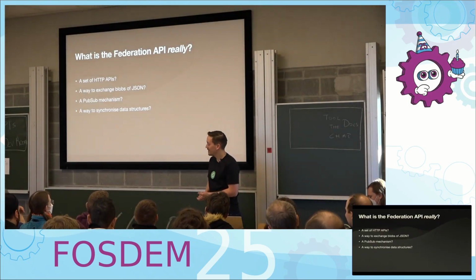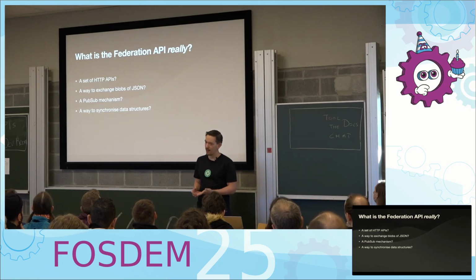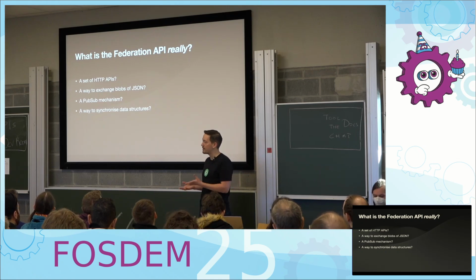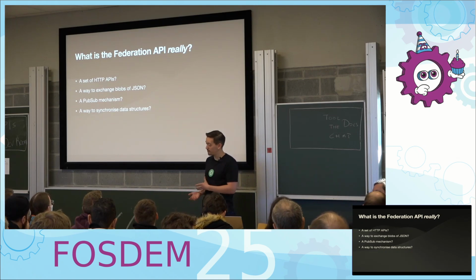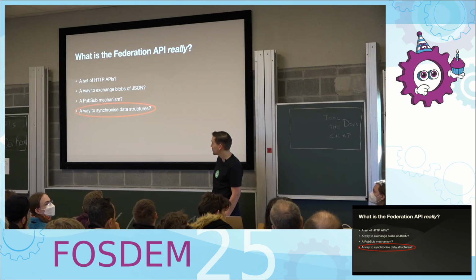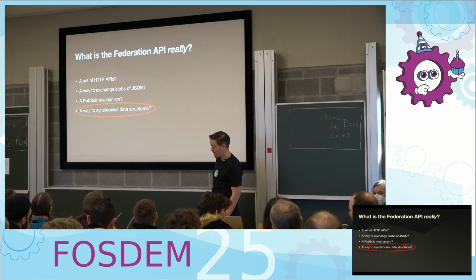But in all seriousness, what is the Federation API really, and what makes it hard to understand? Because it is a set of HTTP APIs and is a way to exchange JSON. It is also a pub/sub mechanism if you have device updates, for example. But the main thing that makes it hard is that last one, the way to synchronize data structures. In this case, it's the rooms. How do you synchronize rooms between servers? And that's what I'd like to talk to you about.